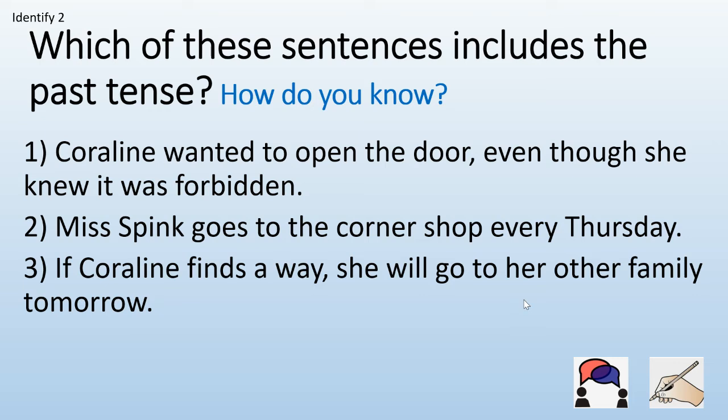Let's take a look. So the first one, we have wanted. So this one is going to be a tick. It does have a past tense verb. How do I know? Because we're talking about something in the past and also because it ends in ed.